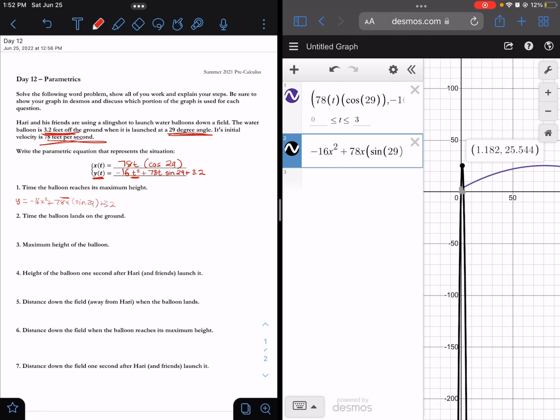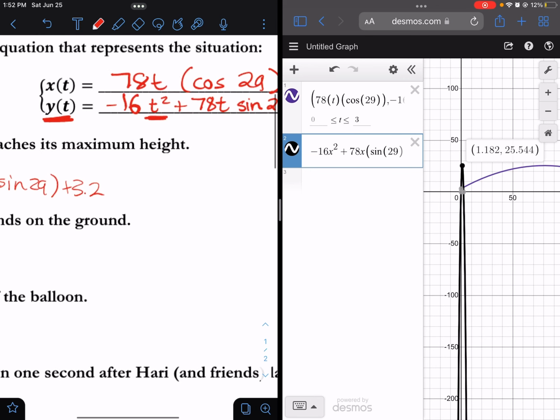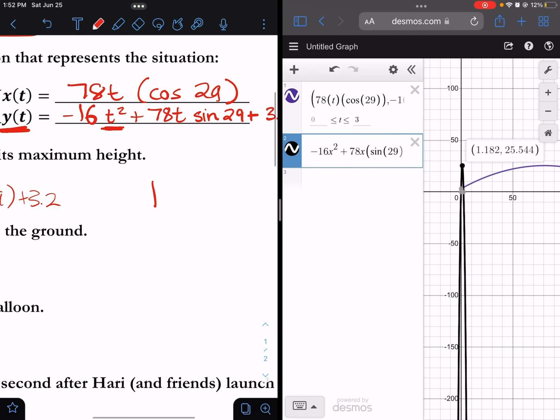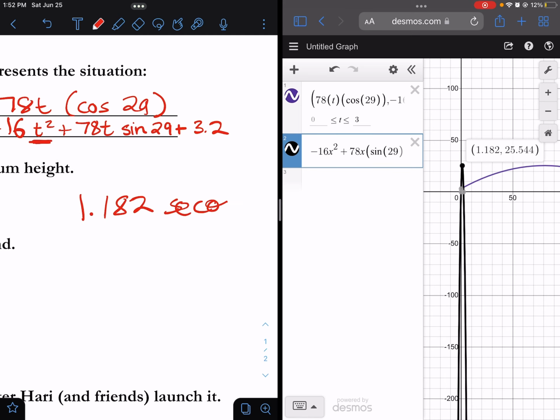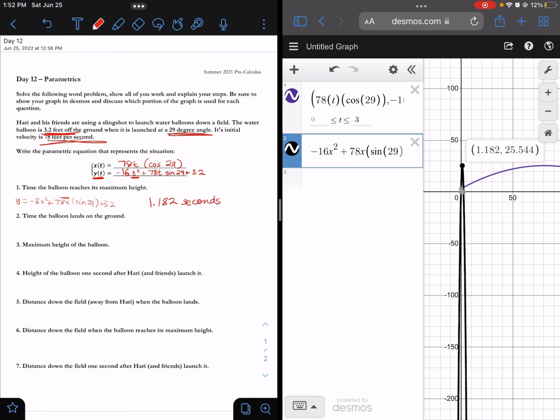So do you have to round to anything? It doesn't say so, so we're just going to use 1.182 seconds. That's the time it takes for the balloon to reach its maximum height.